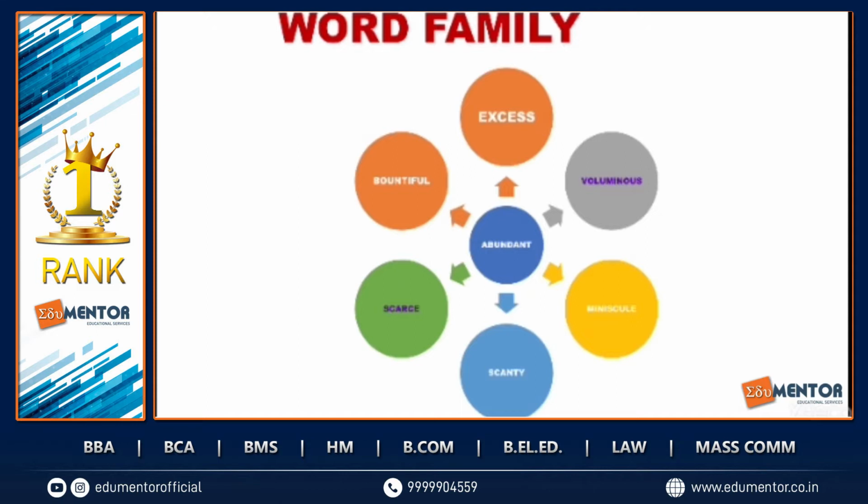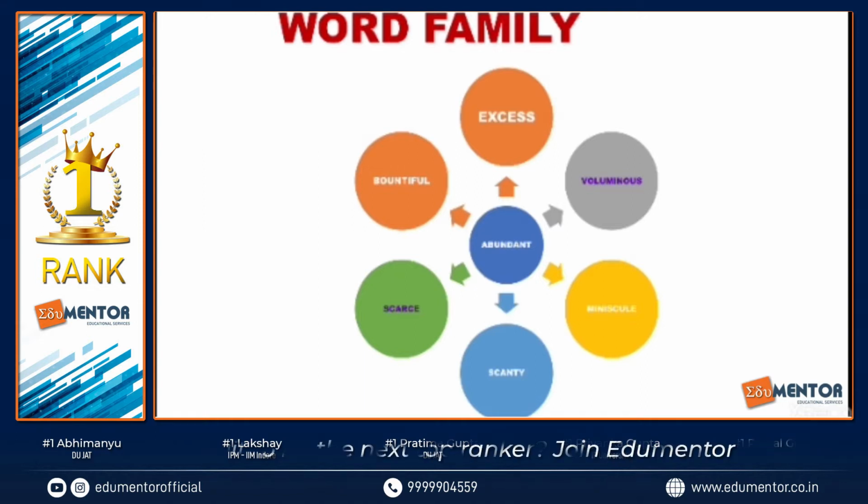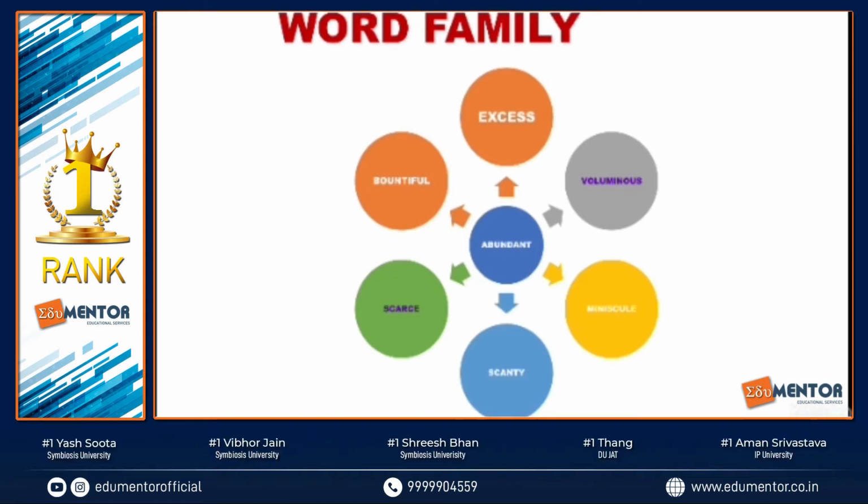All right. Moving on, the word families. Word families create a family of similar and opposite meaning words, keeping in mind the intensity and contextual usage of words. So we have with us this particular word family. Right in the middle, we have the word abundant. So abundant basically means a lot, something that is a lot.